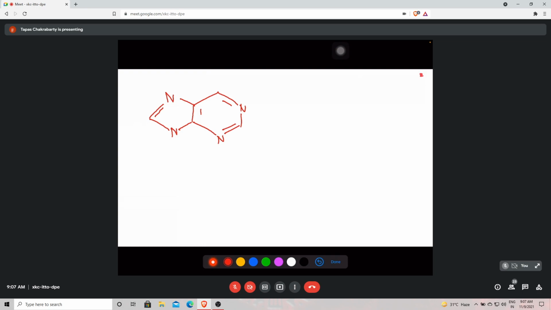And the numbering system, if you look, starts like this. You put 1, and 2 here, and then 3, this is 4, this is 5, you put 6 here, and then 7 is on the nitrogen atom, and then 8 is here, and here it is actually 9. This position is directly linked to your sugar molecule.